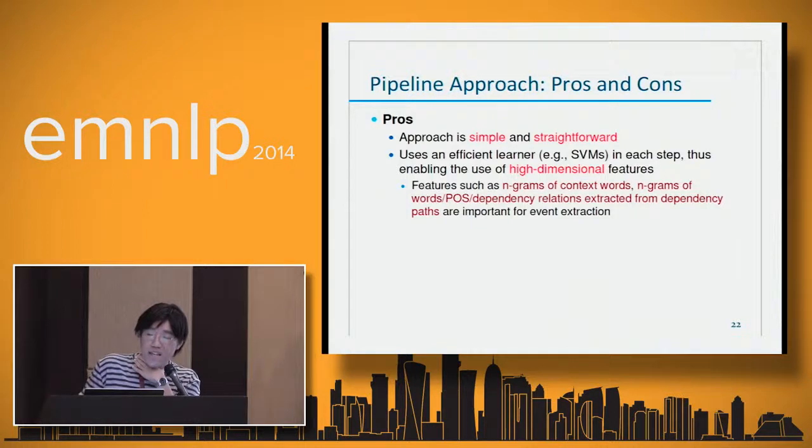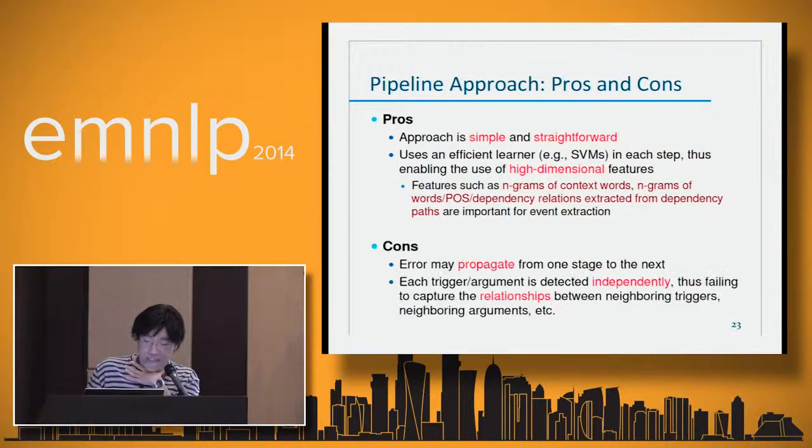Okay? So let's take a look at the pros and cons of this pipeline approach. The pros are that this approach is simple and straightforward, and it typically uses an efficient learning algorithm like an SVM in each step, and that enables the use of high-dimensional features. So what do I mean by high-dimensional features? Features such as the n-grams of the context words, n-grams of the words, part of speech, dependency relations extracted from a dependency path, and these are features that are important for the event extraction tasks.